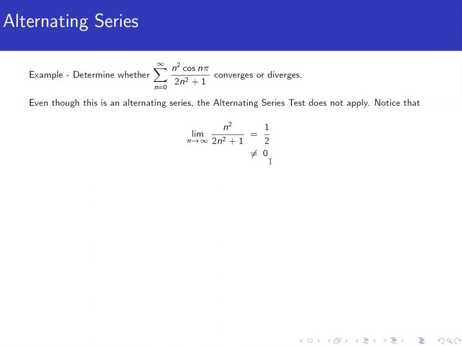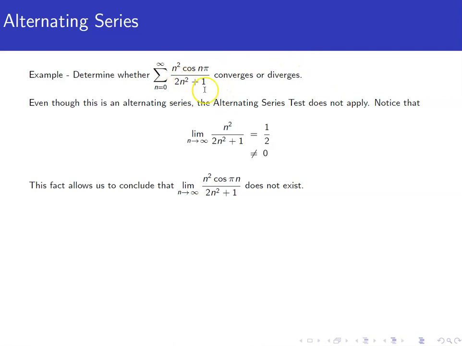However, we cannot apply the alternating series test. Even though this is an alternating series, the alternating series test does not apply. The reason it doesn't apply, in particular, is because if I look at the limit of the terms without the alternating part, they do not go to 0. The limit of the terms is 1/2. So really what we have here is the nth term test. We've got terms that aren't going to 0.